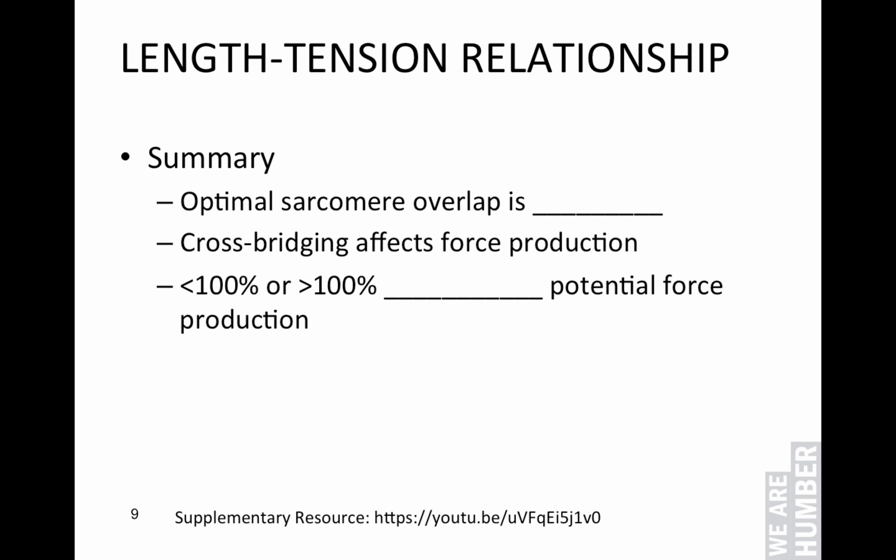So just to summarize there, optimal sarcomere overlap is 100%. So in the middle, basically. And this is represented by about the middle of the range of motion of a joint. So it's cross-bridging that affects this force production or tension. Either lower than 100% or greater than 100% affects potential force production, and it decreases that potential force production.